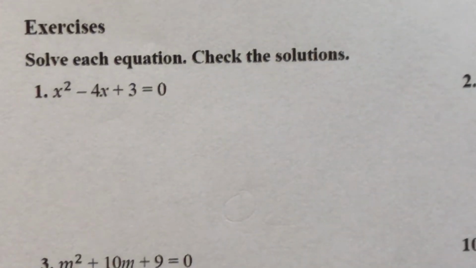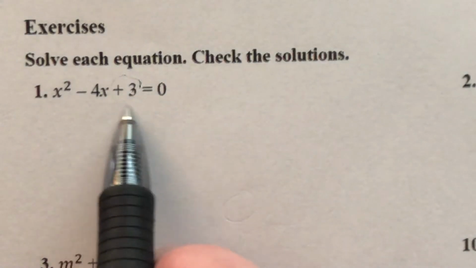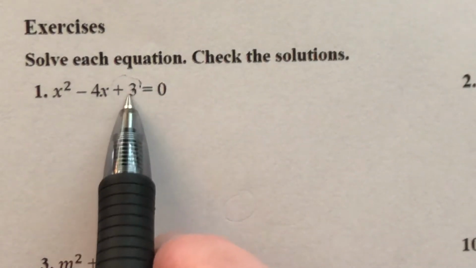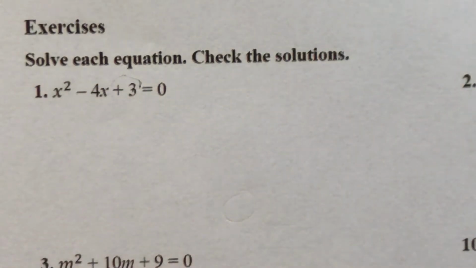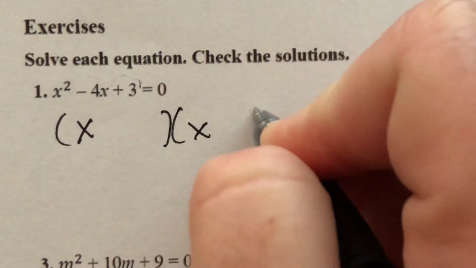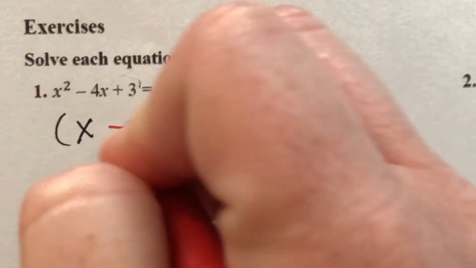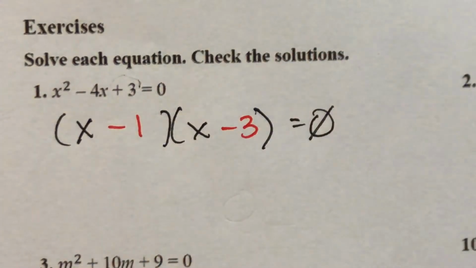All right, cool. So same exact thing. We're going to factor, and then we're just going to set it equal to 0 to solve. All right, all the factors of positive 3 that add up to negative 4. What about negative 1 and negative 3? Negative 1 times negative 3 is positive 3. Negative 1 plus negative 3 is negative 4. So I'm going to have x equals 0, and my two factors I came up with are negative 1 and negative 3.